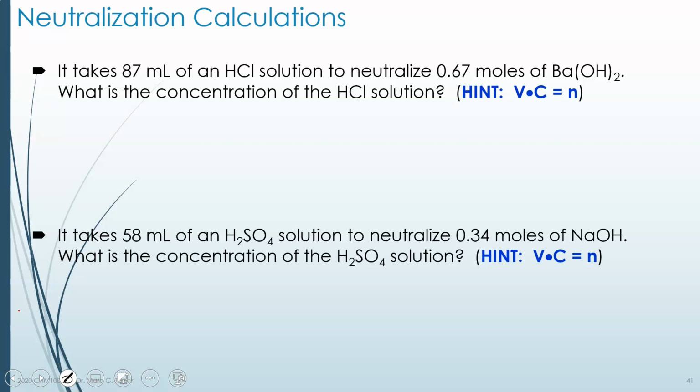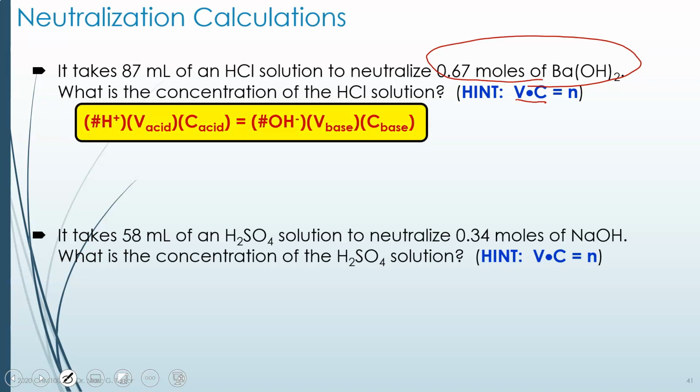So let's look at a couple neutralizations. It takes 87 milliliters of a hydrochloric acid solution to neutralize 0.67 moles of barium hydroxide. What's the concentration of the hydrochloric acid solution? And remember, we don't have volume and concentration of barium hydroxide. We've already got calculated the number of moles. That's actually the volume times the concentration already worked out for us.